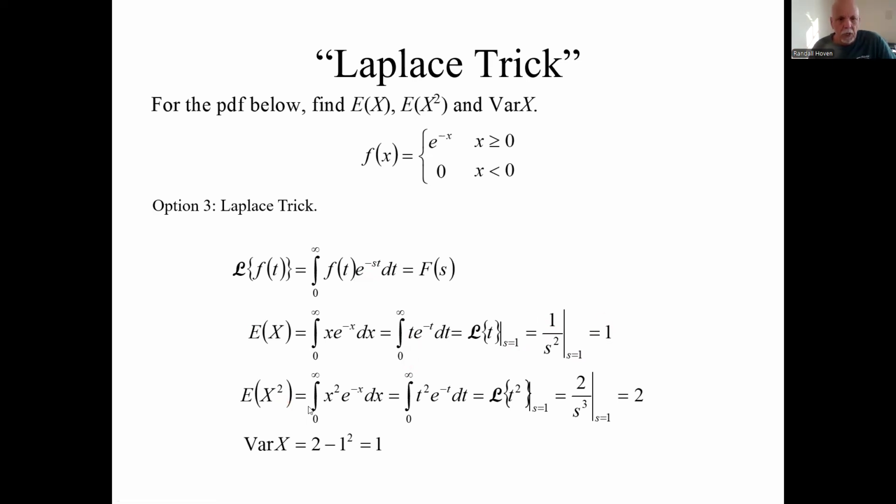Similarly, for the mean square, there's an x squared there. Put it in terms of t, it's like this. And again, that's like the Laplace transform of t squared, again evaluated at s equals 1 here. The transform of t squared is 2 over s cubed. At s equals 1, that's 2, and there we get the variance. So that was introducing the Laplace trick.